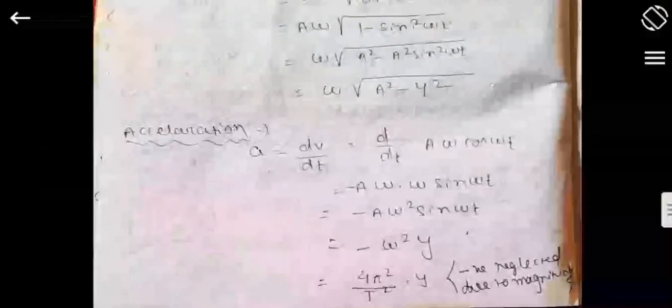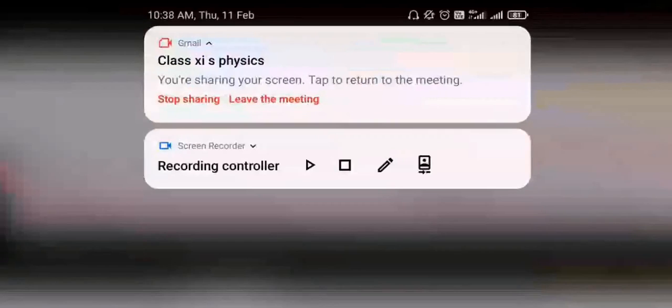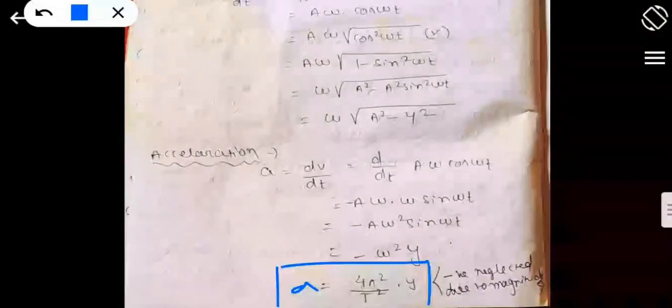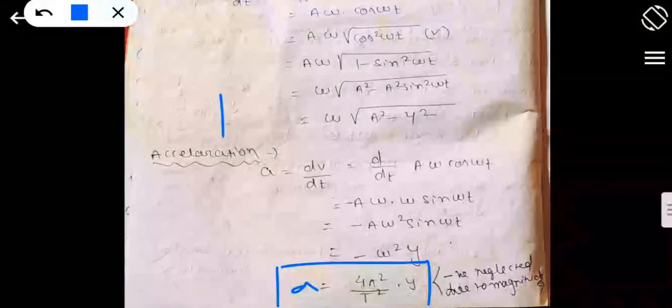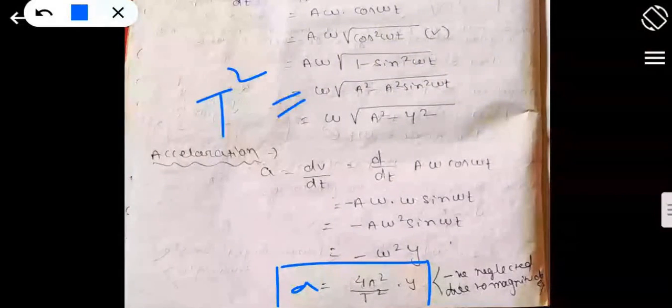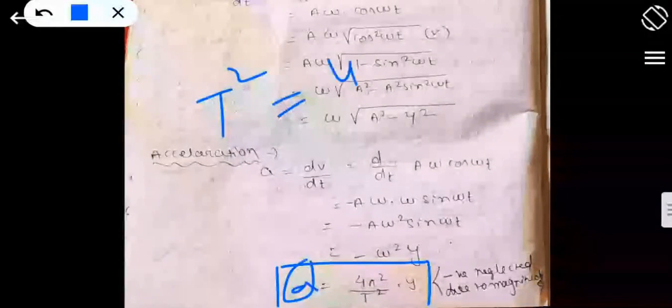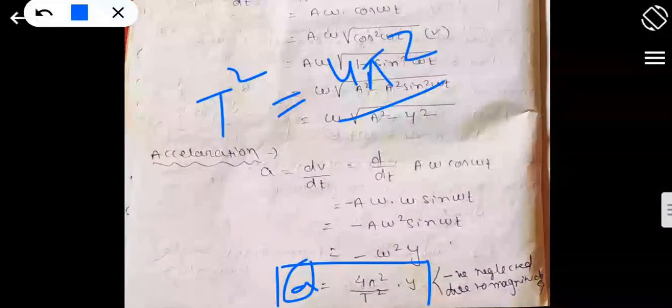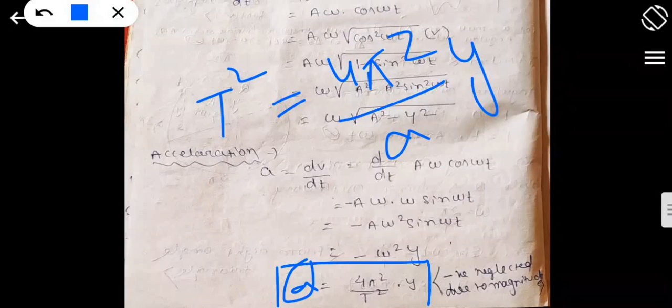4 pi square into y by a. What I have done here, instead of acceleration, here is the formula. In order to find the time period, a equals 4 pi square by T square into y. To find T square, if I take it outside, then this a will go back to here, right? So this will become 4 pi square divided by a into y. So this is the formula, 4 pi square by a into y.